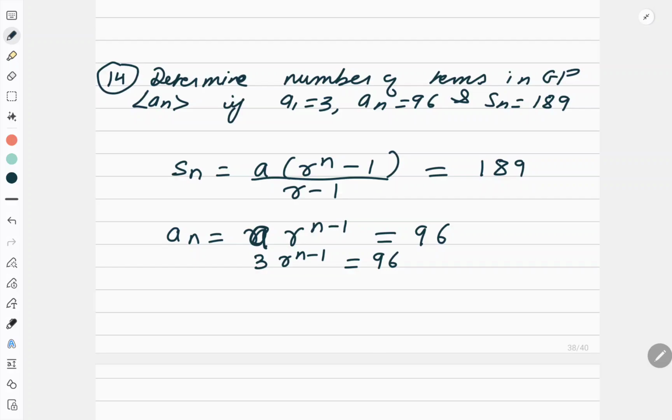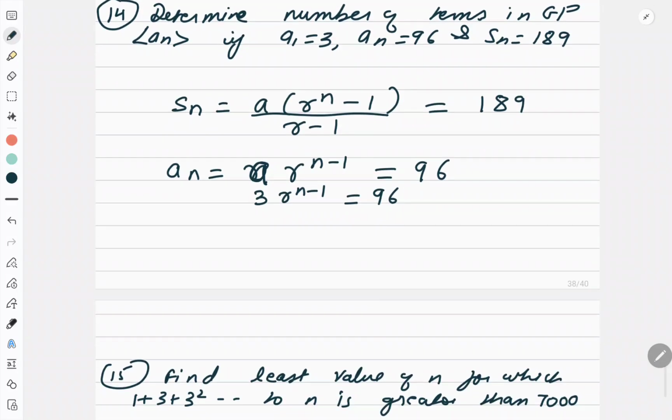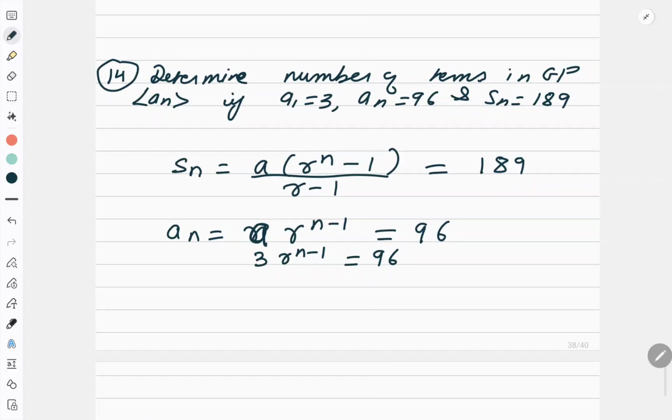My target is to find the number of terms, meaning finding the value of n. Right? So let me proceed here. I don't have space, anyway, I'll try to solve it here only. Now if you see, I have the value of r to the power n minus 1. Somehow if I bring r to the power n minus 1 here, I'll get the answer. So how will I bring it?